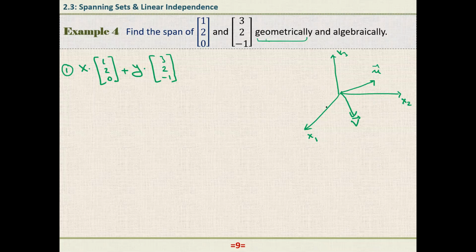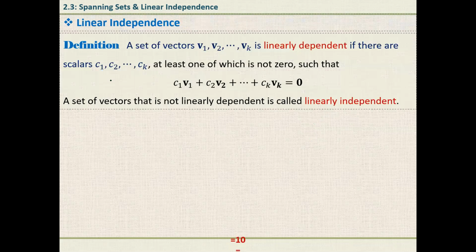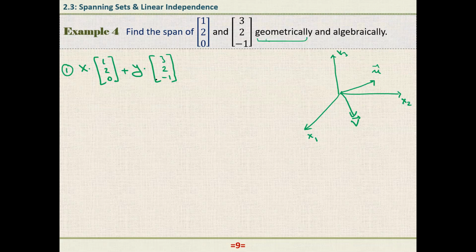Okay, simple, just a plane. That's the geometric description of the span of these two vectors. And how about algebraically? I mean, algebraically, this is the span of these two vectors. That's x plus y, 3x plus 2y, 2x plus 2y, right? And here we have 0, -y. And what does it mean?